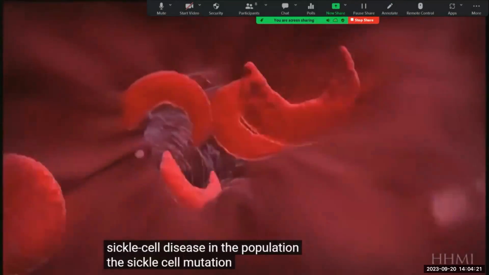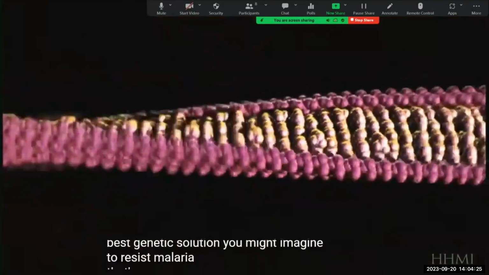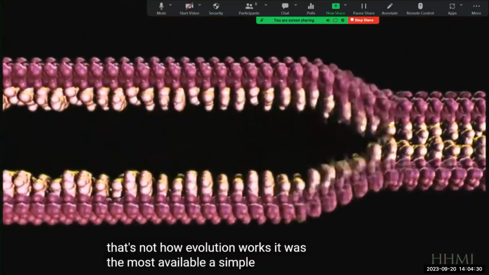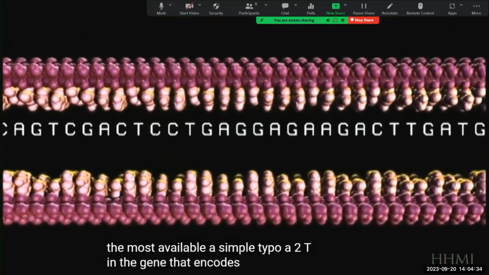The sickle cell mutation was not the best genetic solution you might imagine to resist malaria. That's not how evolution works. It was the most available. A simple typo, A to T, in the gene that encodes hemoglobin.